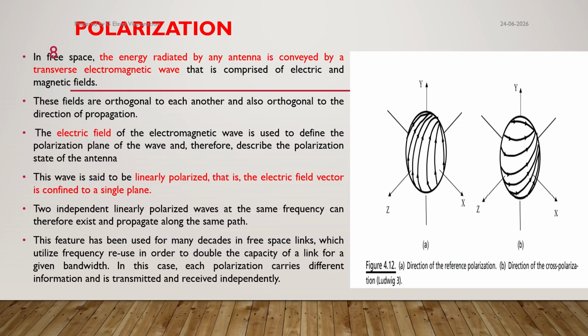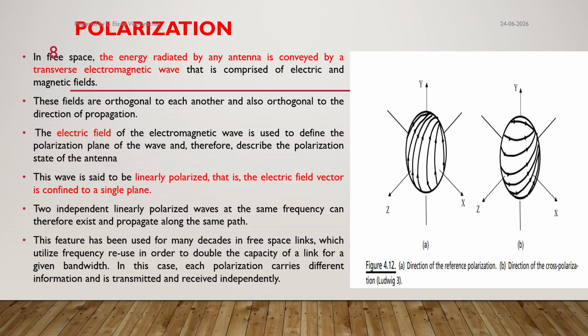In free space, the energy radiated by any antenna is conveyed by the transverse electromagnetic wave, which is comprised of both electric as well as magnetic fields. These fields are orthogonal to each other and also orthogonal to the direction of propagation.